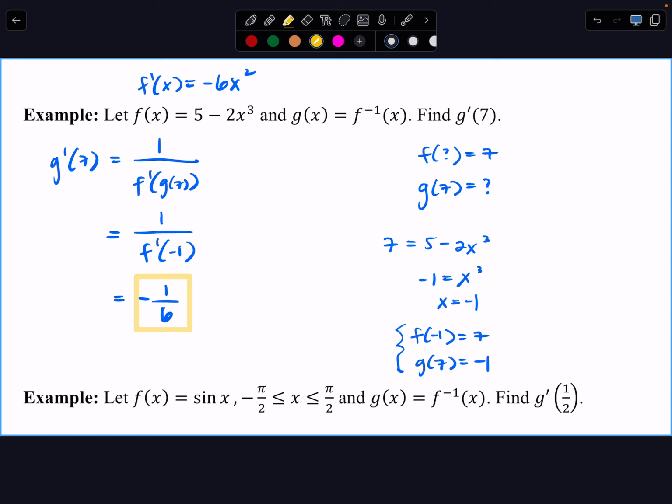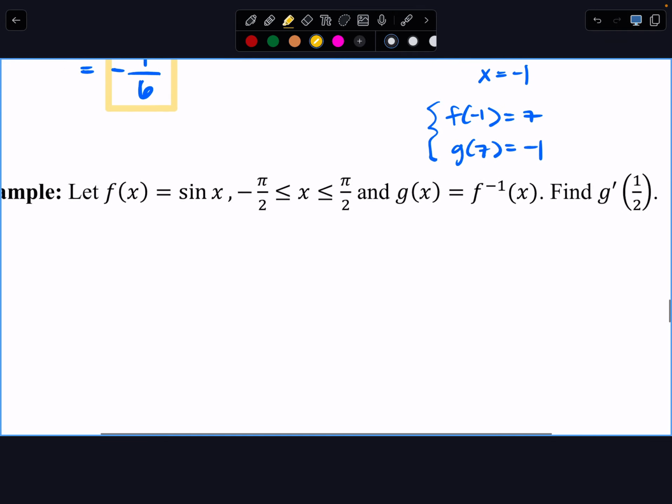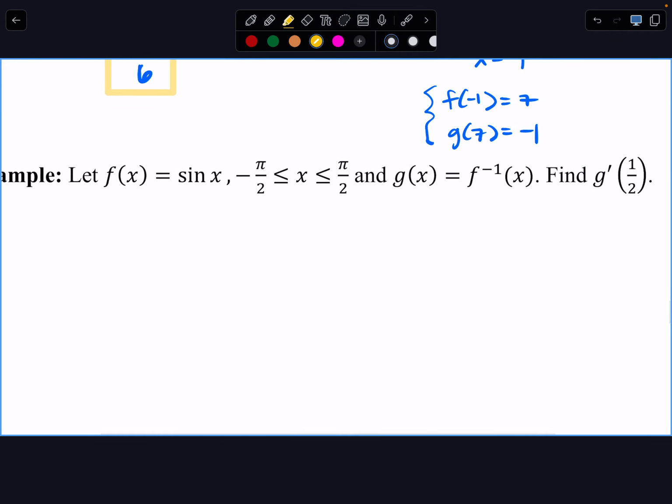Any questions on that one? Okay, you guys, we're going to get a little triggy with it now. So we need to find g prime of 1/2. If we're thinking about finding g prime of 1/2, that would be 1 over f prime of g of 1/2.